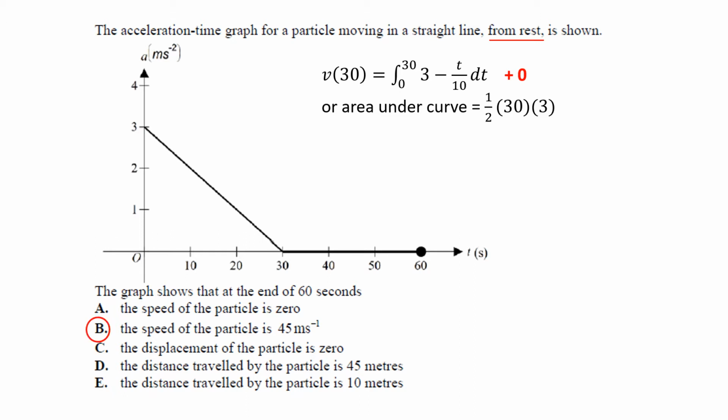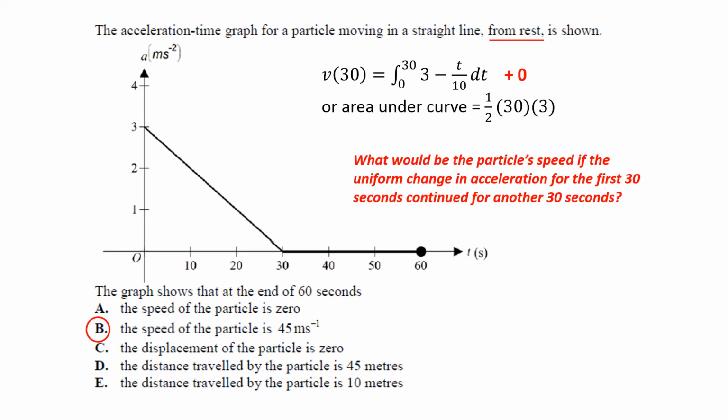So it reaches a speed of 45 meters per second after 30 seconds. And then because it experiences 0 acceleration, it just maintains that speed for the next 30 seconds. So nice little problem, nice little problem. Now, I've got a question for you. Okay, what would be the particle speed if that uniform change in acceleration that you see occurring over the first 30 seconds continued for another 30 seconds?